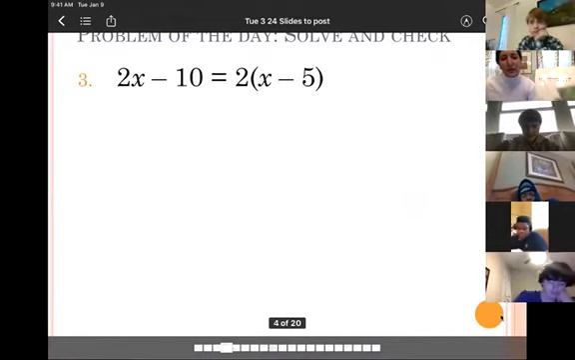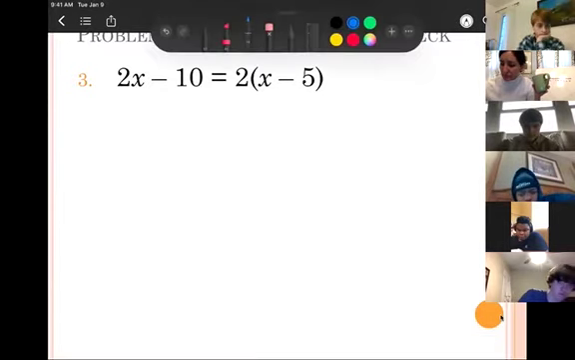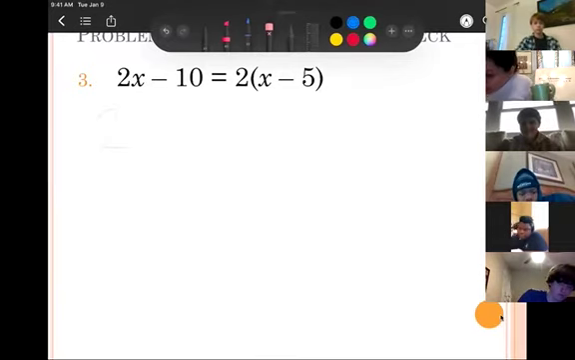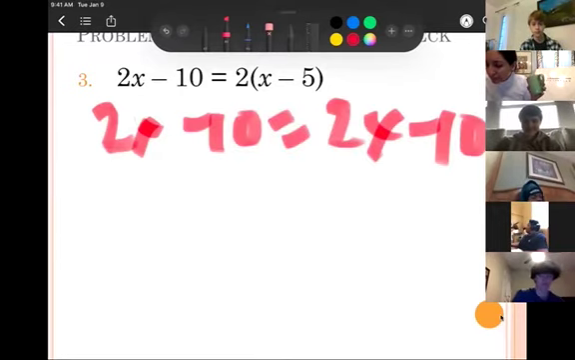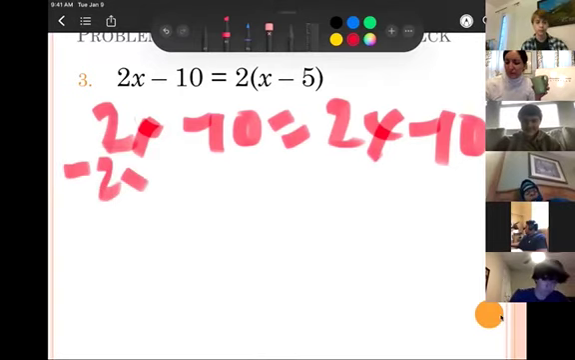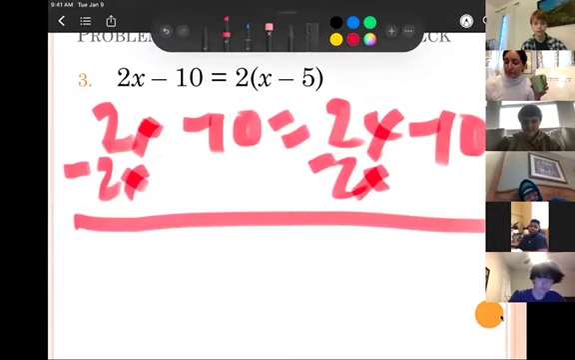All right, number 3. Owen, you want to do 3? Sure. All right. You distribute 2x, and it would be 2x minus 10 equals 2x minus 10. Okay. And then you'd subtract 2x, and then you'd get 0 for both of those, and then you'd subtract 10 and get 0, so it'd be infinitely many.